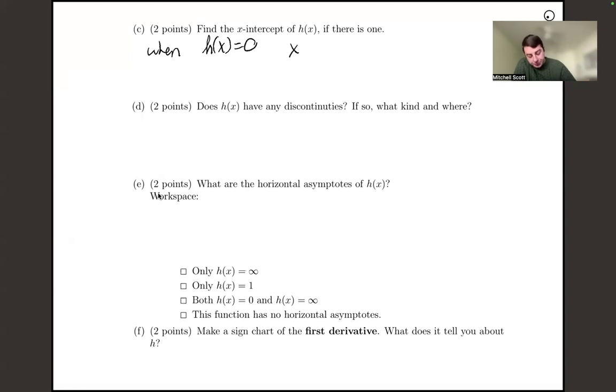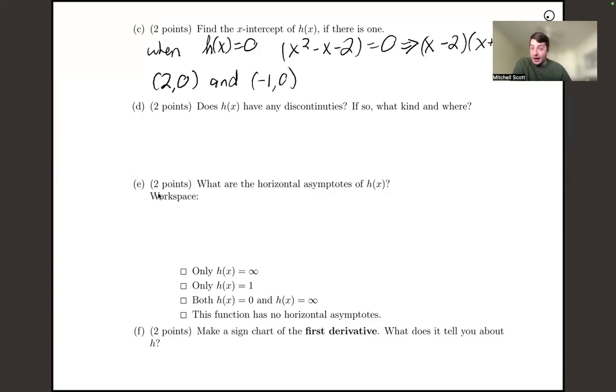So that means x squared minus x minus 2 has to equal 0. And again, we're probably going to have to factor this. You could use the quadratic formula, but why would you when you can factor this? And this becomes x minus 2, x plus 1 equals 0, right? So that means we have two more points added. We have (2, 0), and (minus 1, 0) added to this, right?